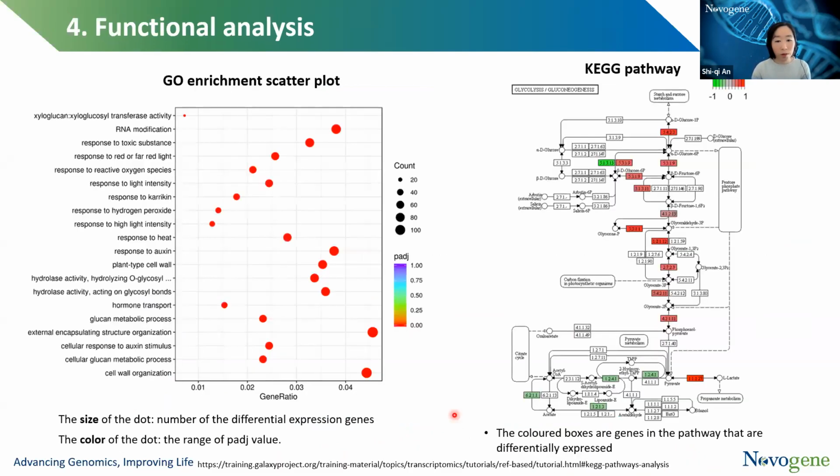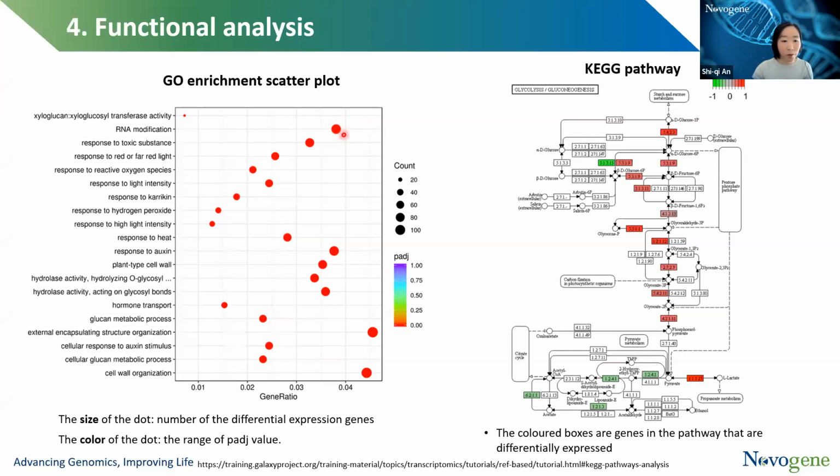Okay. So how is this going to look once the analysis is done? There's a couple of ways to present or visualize the data. The first example is a GO enrichment scatter plot. So what does this figure mean? On the y-axis, you can see the GO terms identified. And the size of the dots means the number of differentially expressed genes identified under this GO term. So the bigger the dot, the more genes are differentially expressed under this GO term.